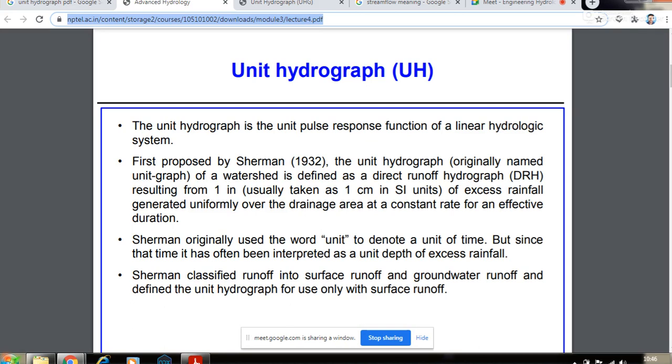Now Sherman originally used the word unit to denote unit of time. Okay, but since then it has often been interpreted as unit depth of excess rainfall. ठीक है, ये जो 1 सेंटीमीटर का हम लोग जो रेनफॉल नापते हैं या फिर शर्मन ने जो 1 इंच का रेनफॉल नापा था ये हमेशा डेप्थ के हिसाब से ही देखा जाता है.